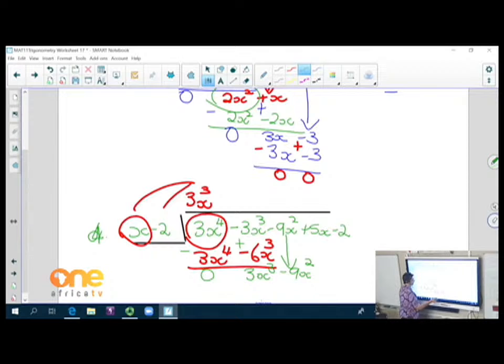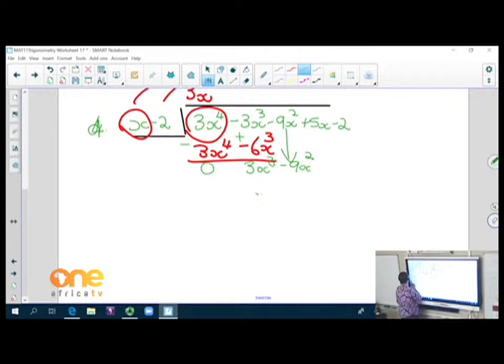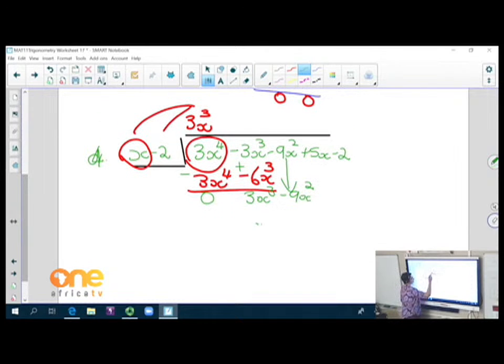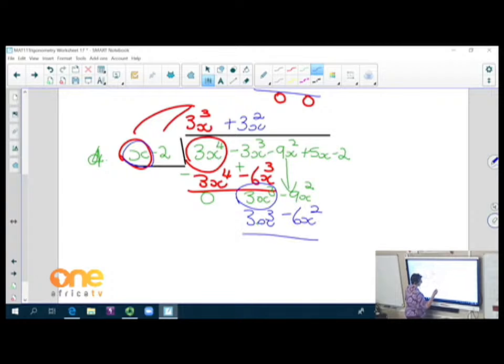And we ask ourselves the same question now there. How many times will this x divide into 3x to the power of 3? And that is plus 3x squared. Numbers and letters. So then it's 3x to the power of 3. And this one is then negative 6x squared. Change the second signs and add. Negative 9 plus 6 is negative 3x squared.